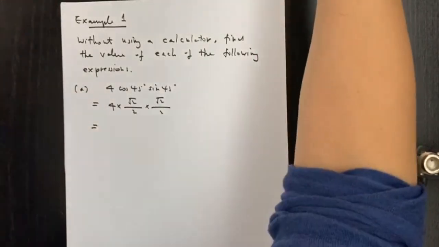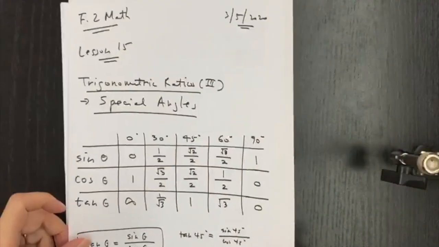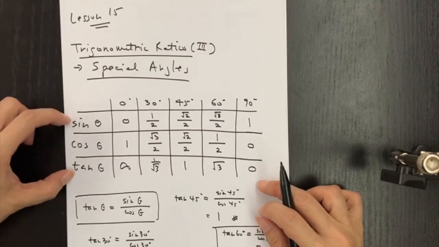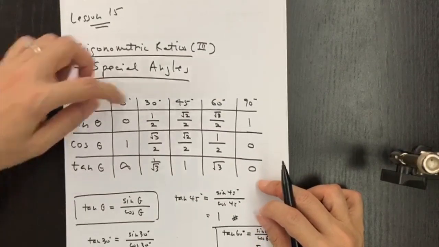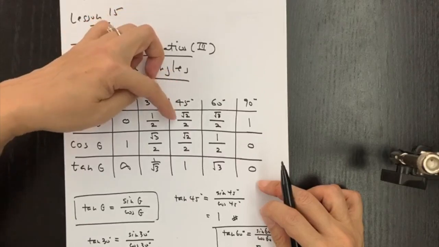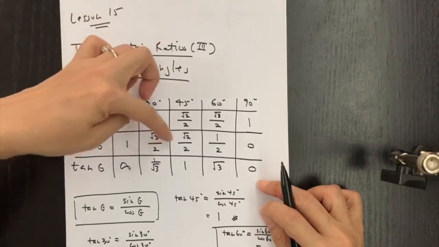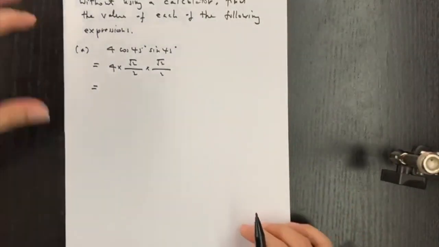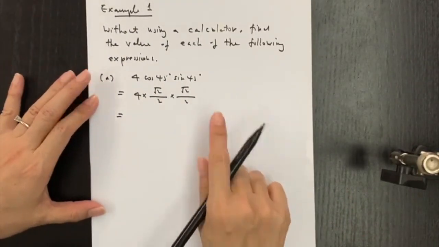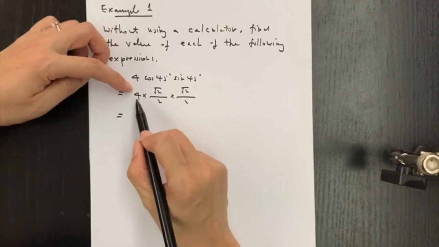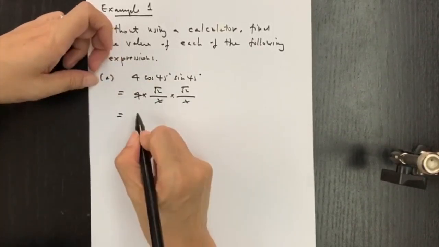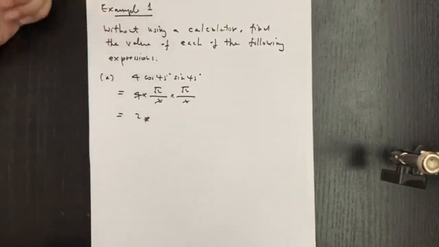So it is very important that you memorize the special angles in this table. We have sine 45 is root 2 over 2, cosine 45 is also root 2 over 2. Therefore we can simplify. The 4 and the 2 cancel out, right? So root 2 times root 2, the answer is 2.